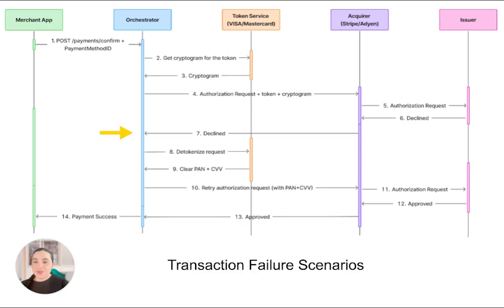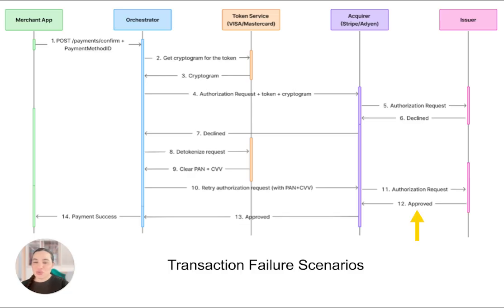Step 7. The decline lands back at the orchestrator, and the first thing it does is ask a question. Is this decline retriable or not? And this one is. It's that network token to PAN case. So step 8, it fires off a detokenized request to the token service. Step 9, the clear card number comes back. Step 10, it retries the authorization, except now it swaps the token out and sends the card number instead.